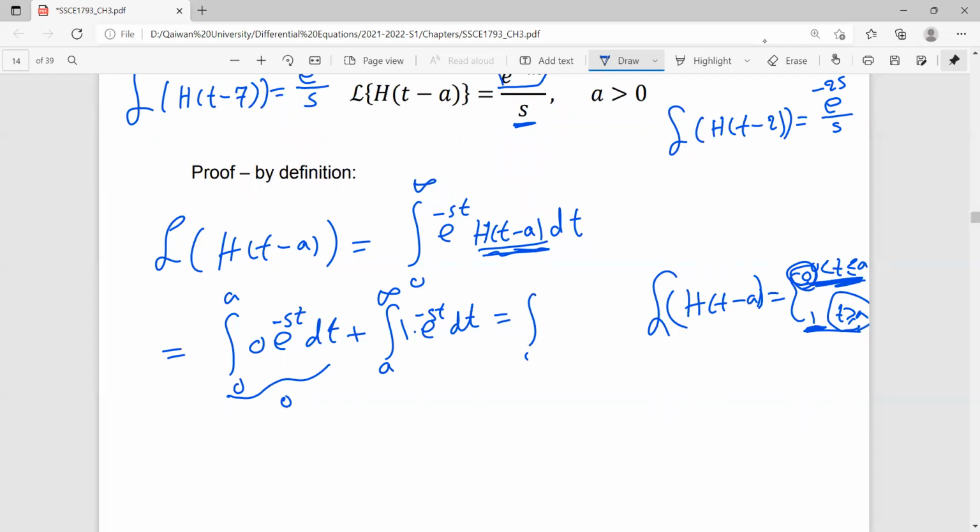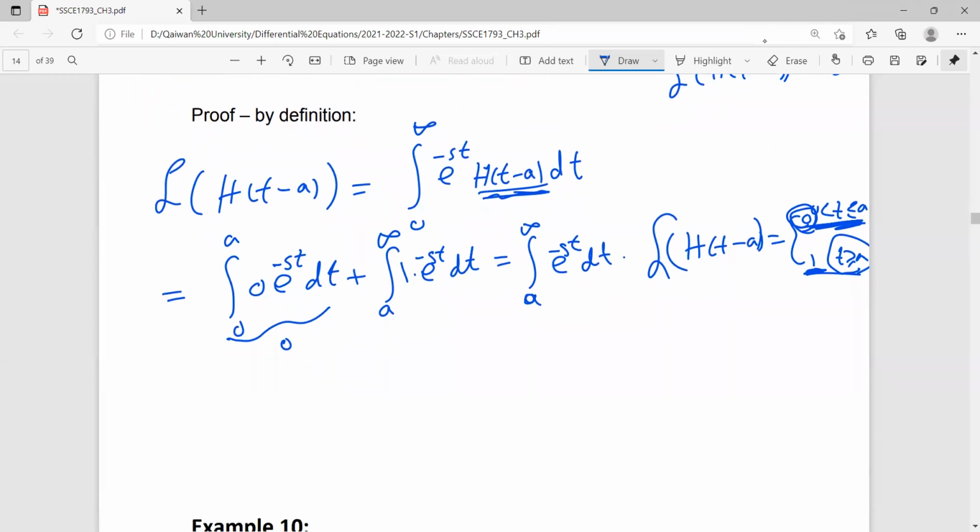It equals the integration from a to infinity of e to the power minus st dt. Now we take the integration of the function e to the power minus st. Its integration is minus 1 over s times the function itself, so it is minus 1 over s e to the power minus st from a to infinity. We first replace t by infinity and we get e to the power minus infinity, which is 0.